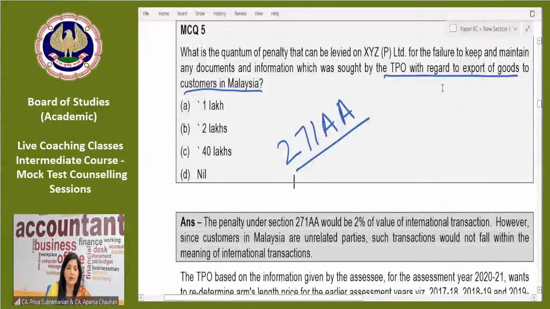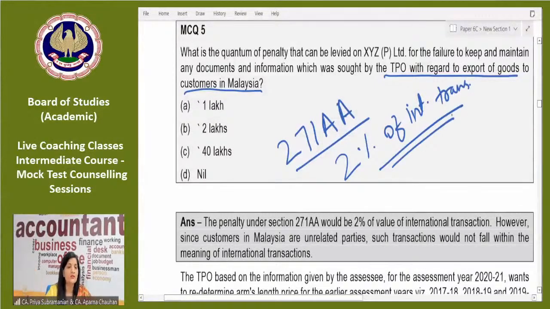What is the penalty amount? It is 2% of the international transaction, right? This is the penalty. Here, since it's not an international transaction, no penalty would be levied. Accordingly, the correct answer would be E.